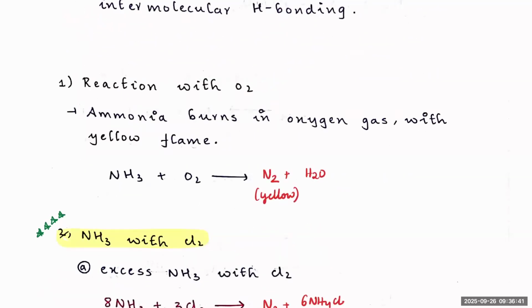How does it react with O2? It can burn with oxygen to give a yellow color flame. In fact, any ammonia or amine formed in the atmosphere will burn and give a yellowish tinge, which is of nitrogen gas. Got it?